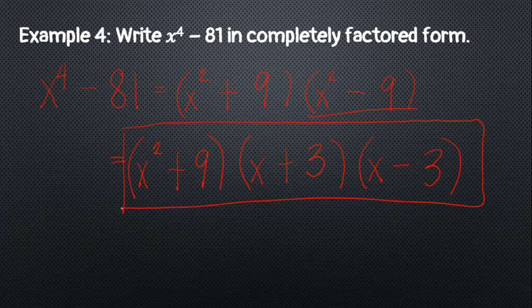So the factors of x to the fourth power minus 81 is the quantity of x squared plus 9 times the quantity of x plus 3 times the quantity of x minus 3. So take note that if the answer can still be factored, you should factor it.